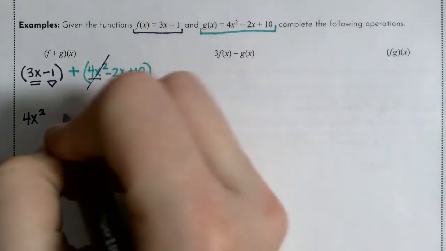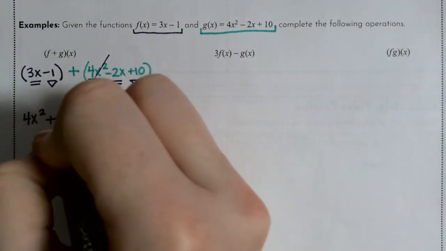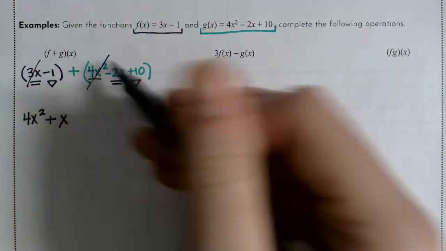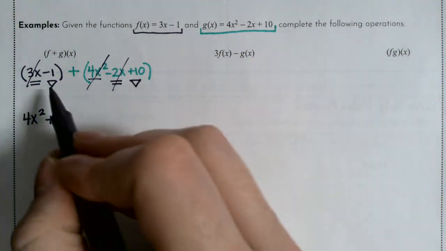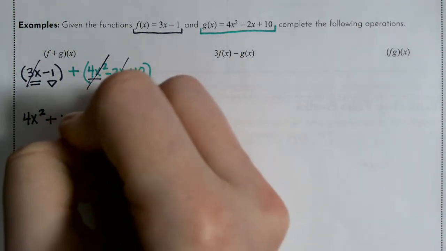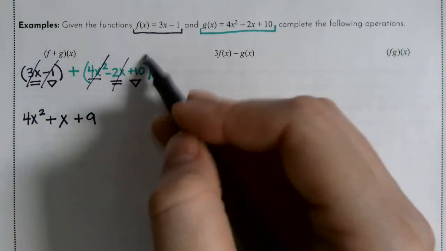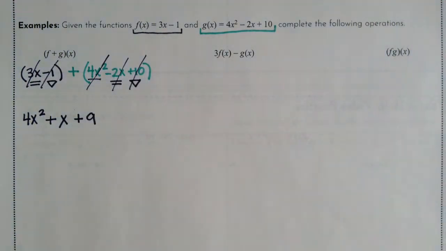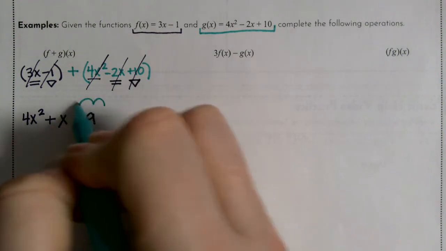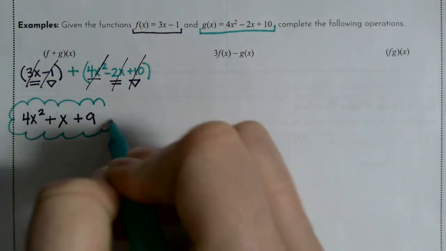Then combine 3x minus 2x to give me plus x, or plus 1x. Then negative 1 plus 10 is positive 9. And there we go. We added our f function to our g function to get this as our answer.